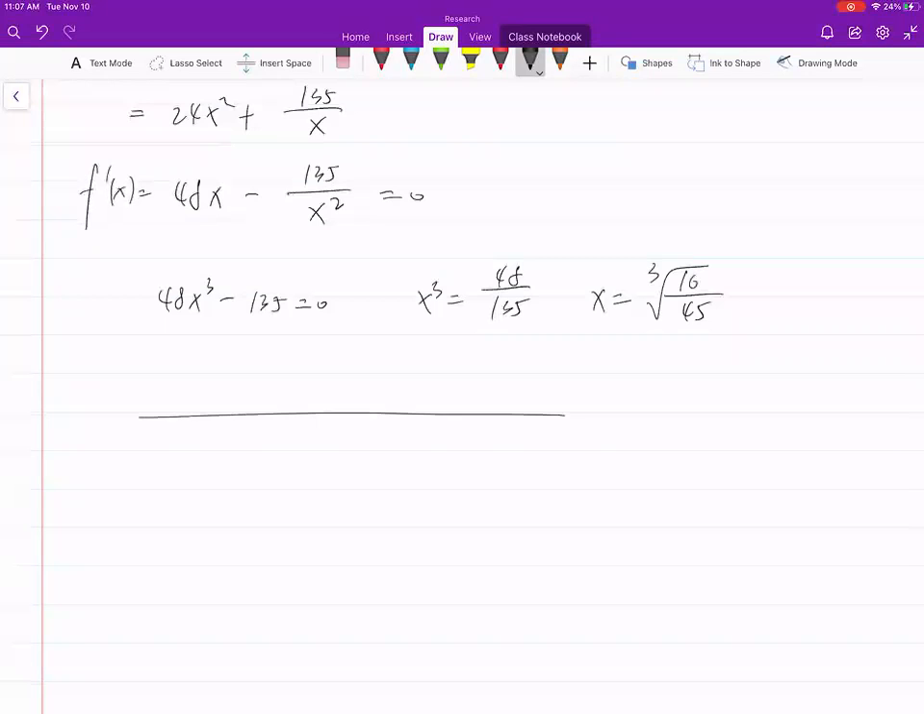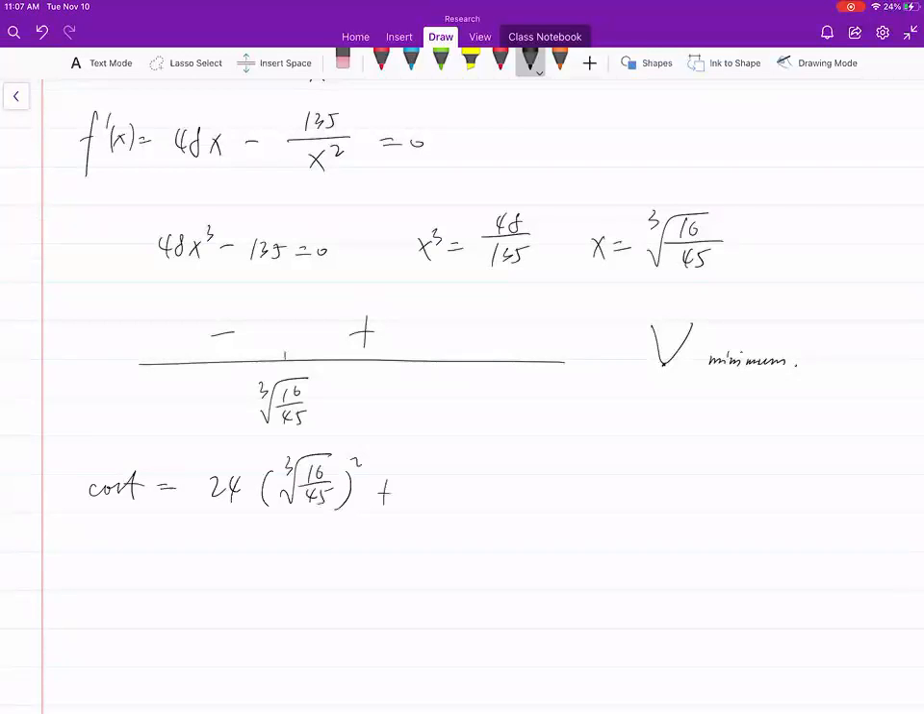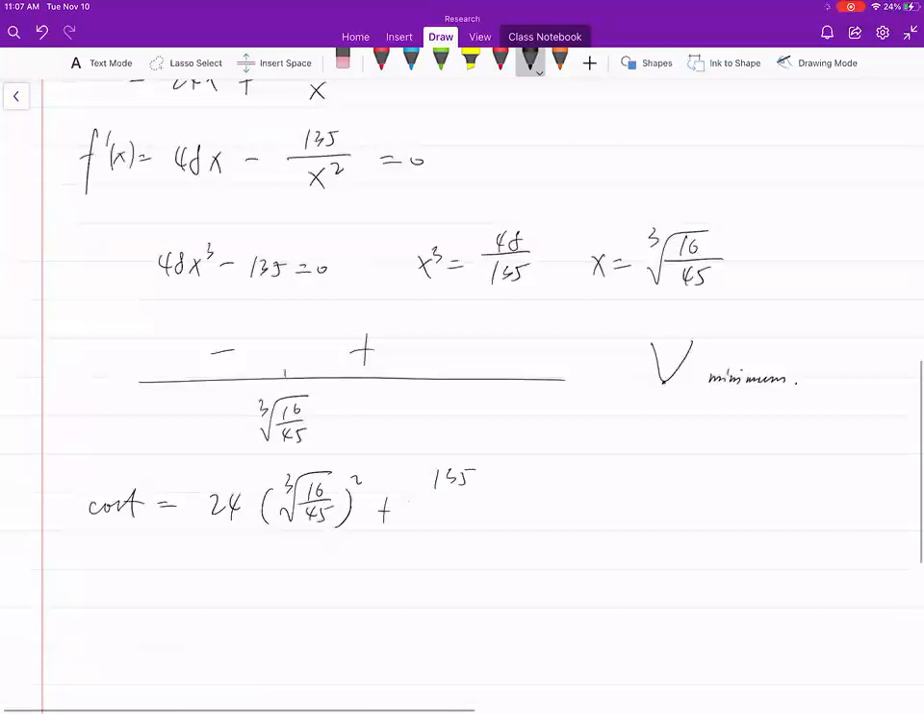All right. Now what you want to do is put everything here. Try to do it. You find it's negative and positive. So clearly this one was a minimum. And you were looking for cheapest price. So that matched. Finally, what's the cheapest cost? Then it's going to be 24x squared plus 135 divided by cube root of 16 over 45. Whatever that number is. Try this. If Webwork doesn't take it, try to do the decimal using a calculator.